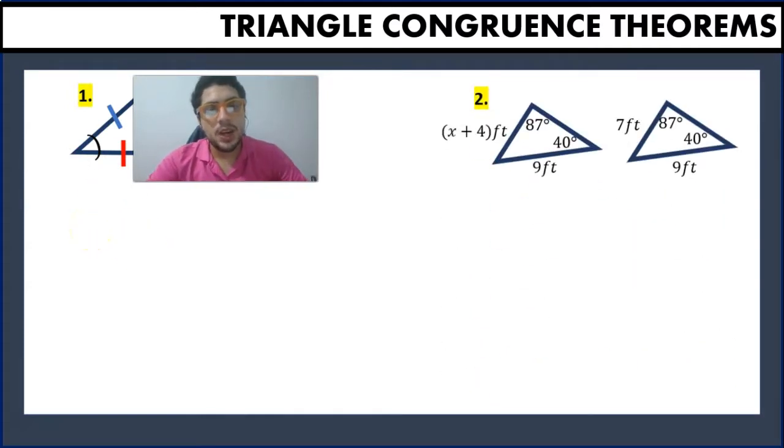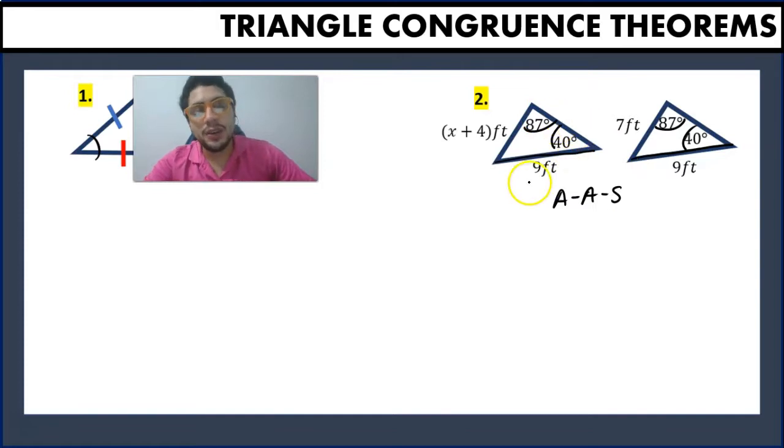Now in this case, we are given 9 feet, the length of one side. We're given 9 feet as the length of the other side. We're given 40 degrees, 87, and 87. Now, in this case, we have side angle angle, right? So this is the angle side theorem, right? So we have two consecutive angles and the very next side being congruent to the same thing on the other triangle. Now, in this problem, however, we have x plus 4 feet and we have 7 feet.